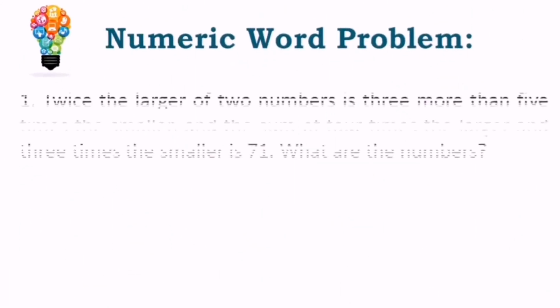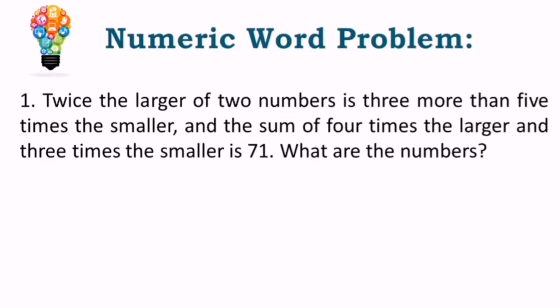Numeric word problem. So let us read together. Twice the larger of two numbers is 3 more than 5 times the smaller. And the sum of 4 times the larger and 3 times the smaller is 71. What are the numbers?